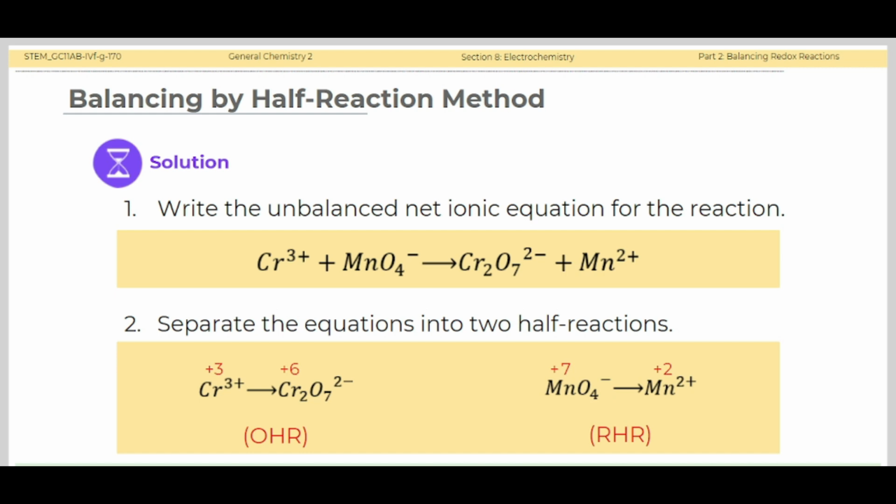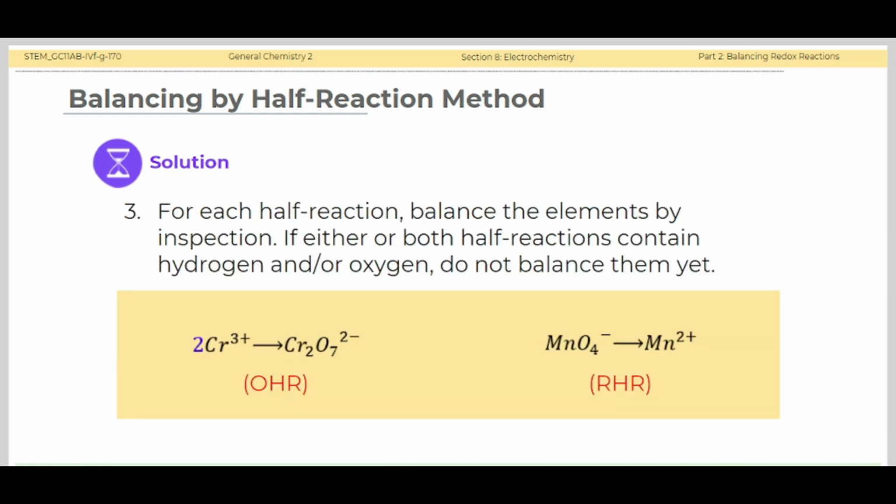The first half reaction, the conversion of chromium 3 ion to the dichromate ion, is the OHR based on the change in oxidation number. On the other hand, the conversion of permanganate to manganese 2 ion is the RHR. Again, looking at the oxidation states is not necessary. We can confirm which are the OHR and the RHR once the half reactions are completed. 3. For each half reaction, balance the elements by inspection.